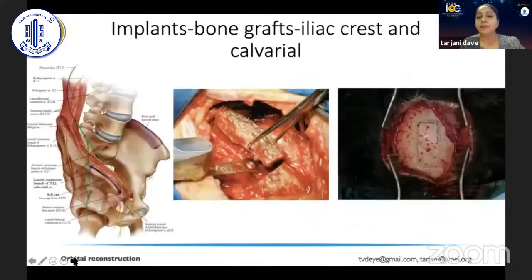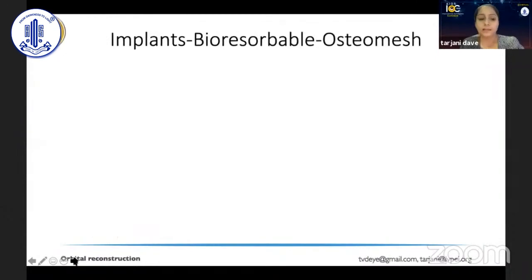Bone grafts, especially calvarial bone grafts, dissected from the skull bone, still play a role in certain extensive fractures where you'd have lost the orbital rim and you want to reconstruct the orbital rim, or where you have additional segments to reconstruct, like the nasal bone.